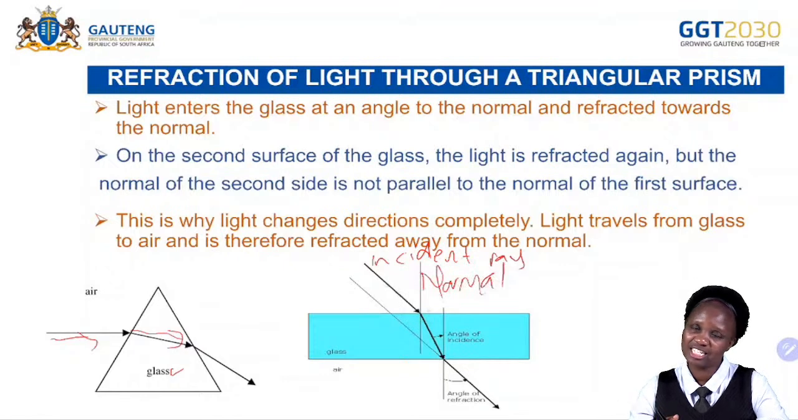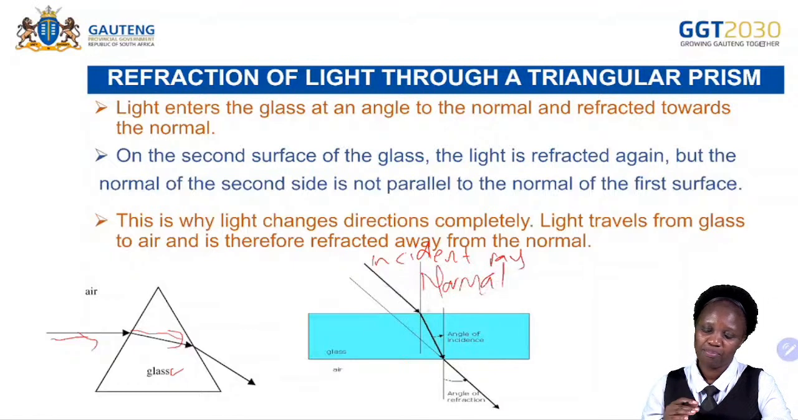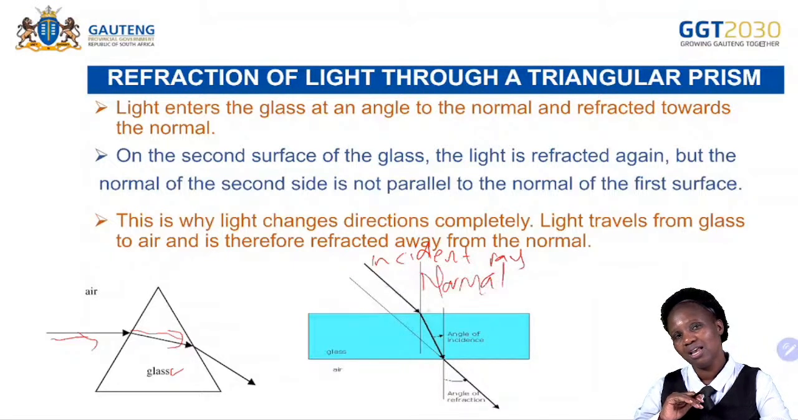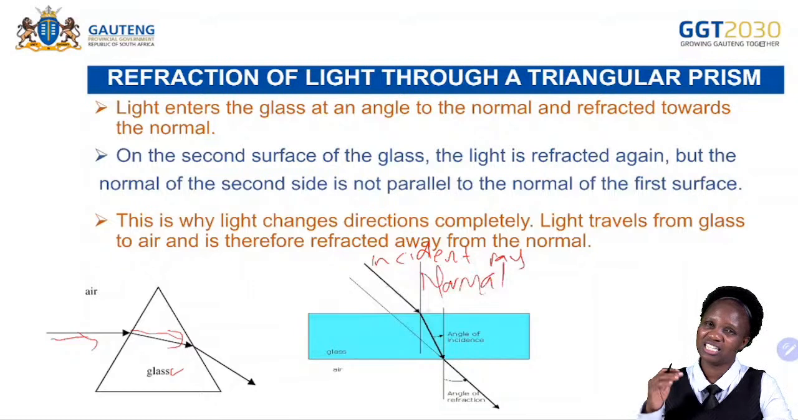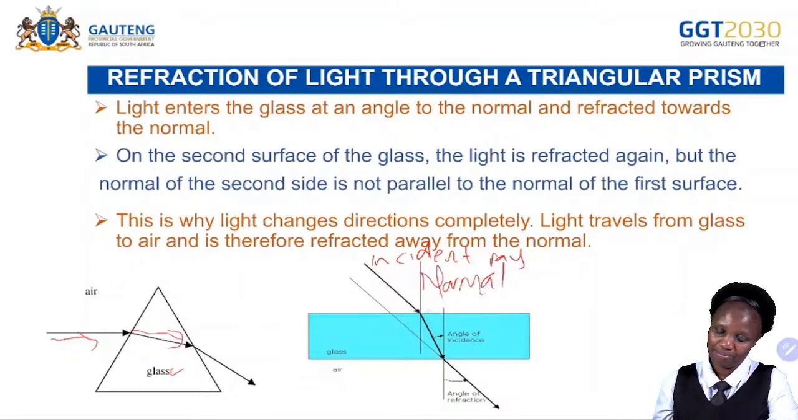And then we've got the incident ray, which is incoming to the surface. For example, the surface here is a glass. And then we've got the normal, okay? And then we also have the reflected ray. This is the light that comes into our eyes, then we'll see color, okay?